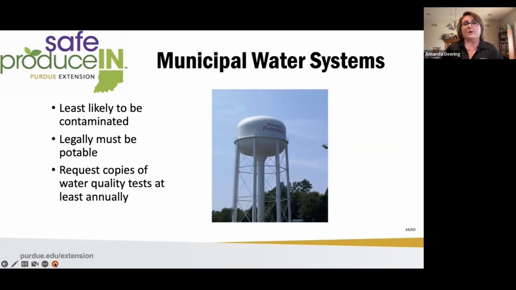So municipal water sources are the least likely to be contaminated because legally they're selling you potable water. And so that wastewater treatment plant or that city where they're doing the water, they have to test it. It has to be potable, which means 0 detectable E. coli that's present. So you're buying that from them. So legally they have to do that. So this is the least likely to be contaminated. And so again, because you're buying this, typically you can go to whatever your city's website is, and they will have copies of those tests that you can just download and take a look at them.